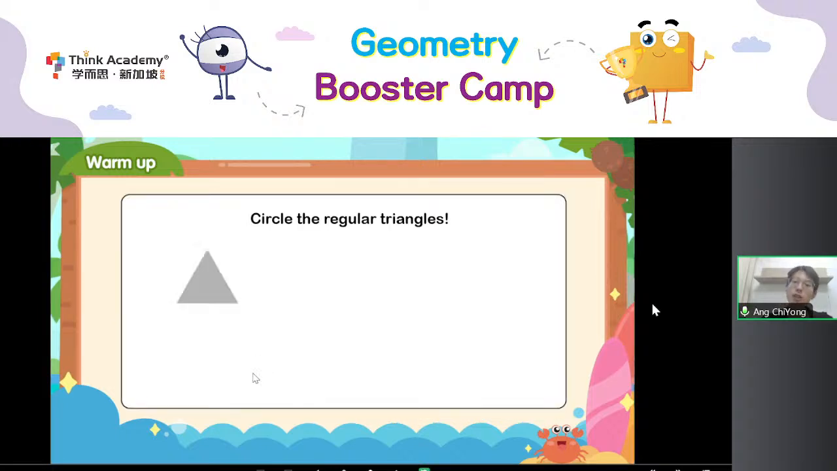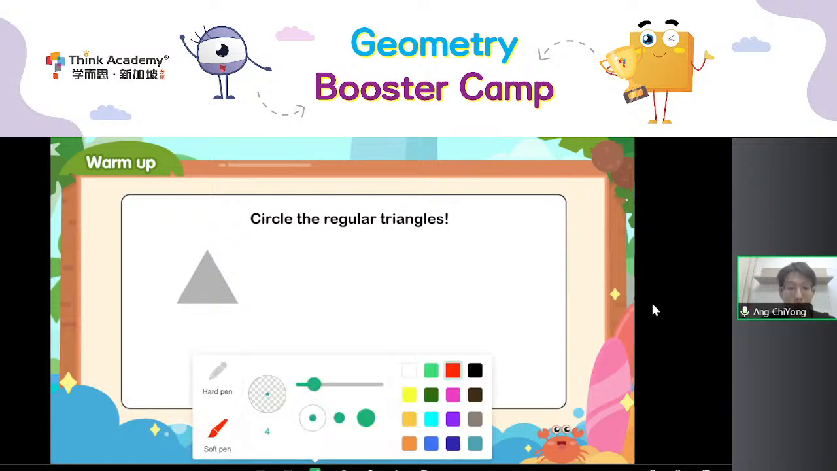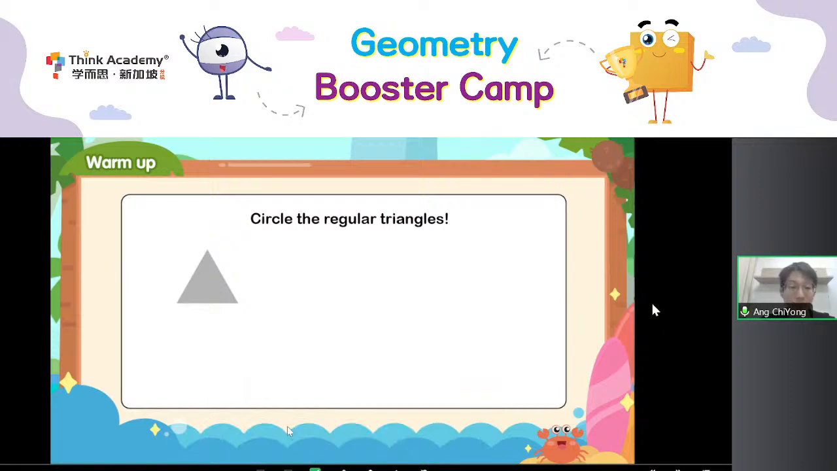So we're going to first find out which are the regular triangles. Okay, remember the rules. It must be the same what? Same sides. And it also must be the same corners. Let me write it down. Same sides and same corners. Now the first shape that I have here is obviously a regular triangle.